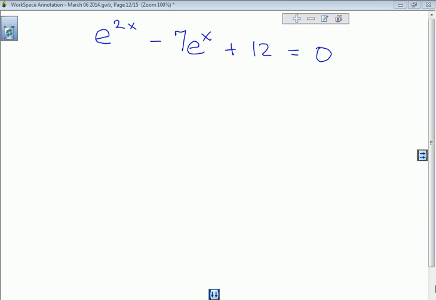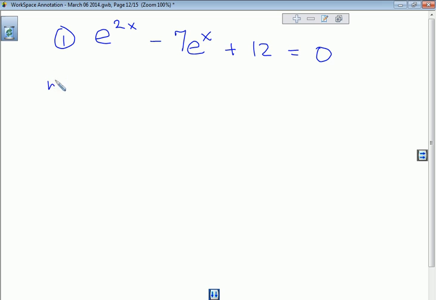Okay, this is a quick lesson over how to solve exponential equations that are in a quadratic form. So if we look at this first equation we have here, e to the 2x minus 7 e to the x plus 12 equals 0. We should notice that this first term is squared, the second term is linear, and the third term is a constant.